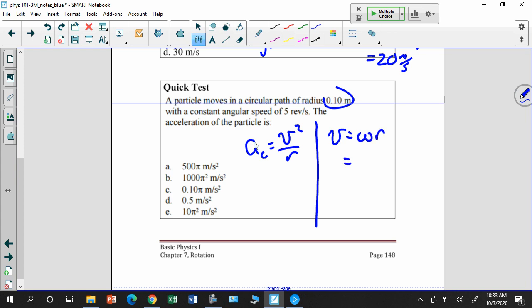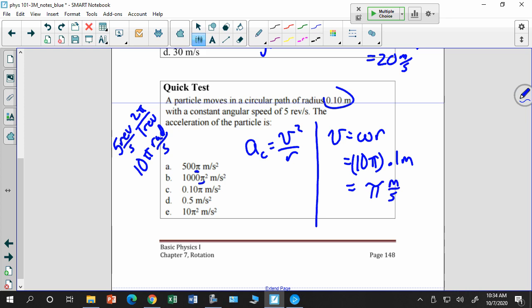But in order to use this relationship, I have to have my omega in radians per second. I'm going to do that over here. 5 revolutions per second into radians. In 1 revolution, there are 2 pi radians, so that's 10 pi radians per second. And because I have pi in all my answers, I'm going to leave that pi. So I have v is equal to 10 pi radians per second times the radius, which is 0.1 meters, or just pi. This is pi meters per second.